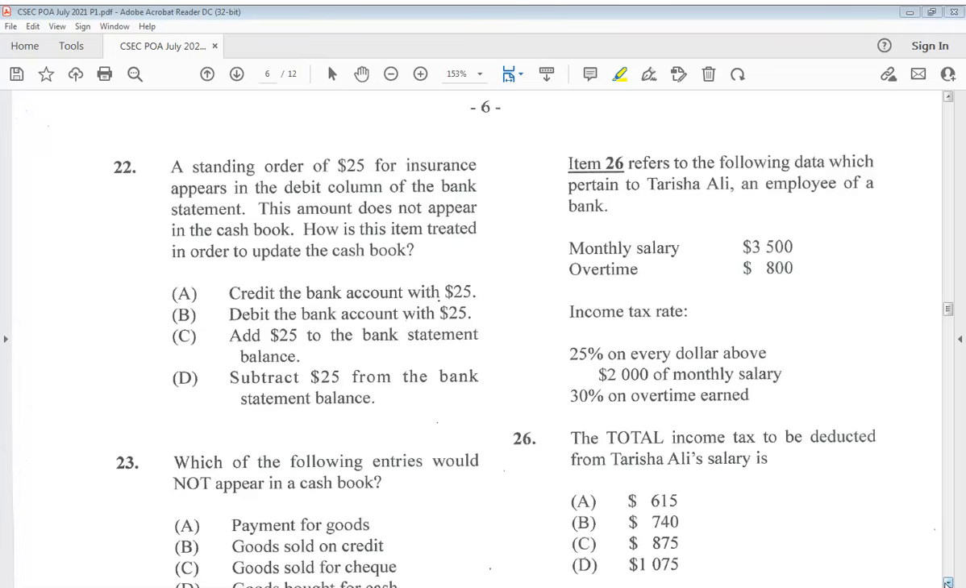So in order to update the cash book, what is it that we would have to do? A says credit the bank account with $25. B says debit the bank account with $25. C says add $25 to the bank statement balance. D says subtract $25 from the bank statement balance. So therefore we know the correct thing would be to credit the bank account with $25. So A would be the answer.